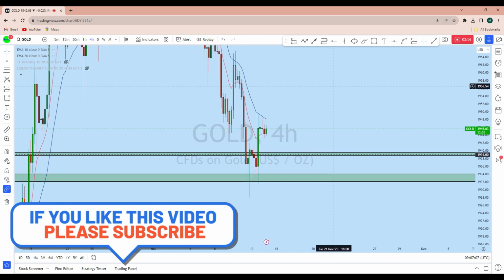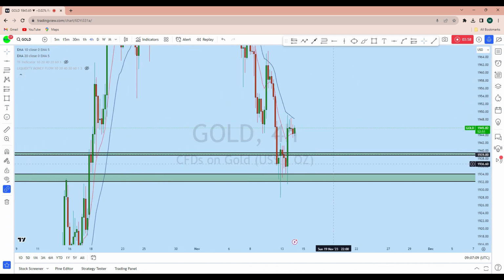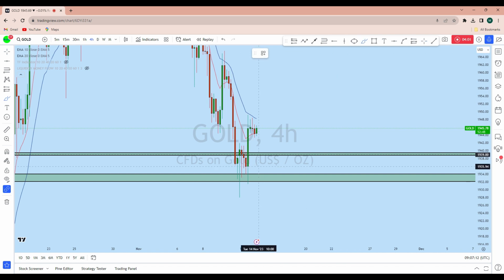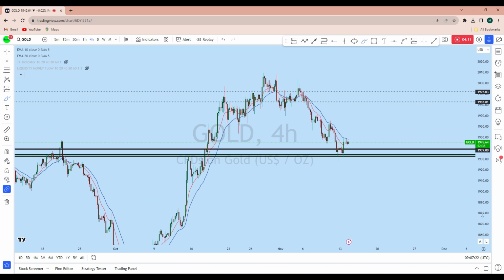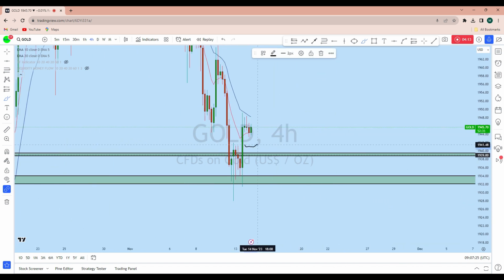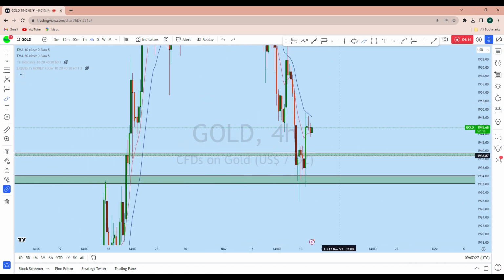Now looking at the intraday perspective on gold, we see that this is where we have seen a strong bullish engulfer followed by a couple of sessions of pullback. The market is again trying to create another bounce to the upside, though it is locally a downtrend. We will look for a potential liquidity grab from this level on gold.